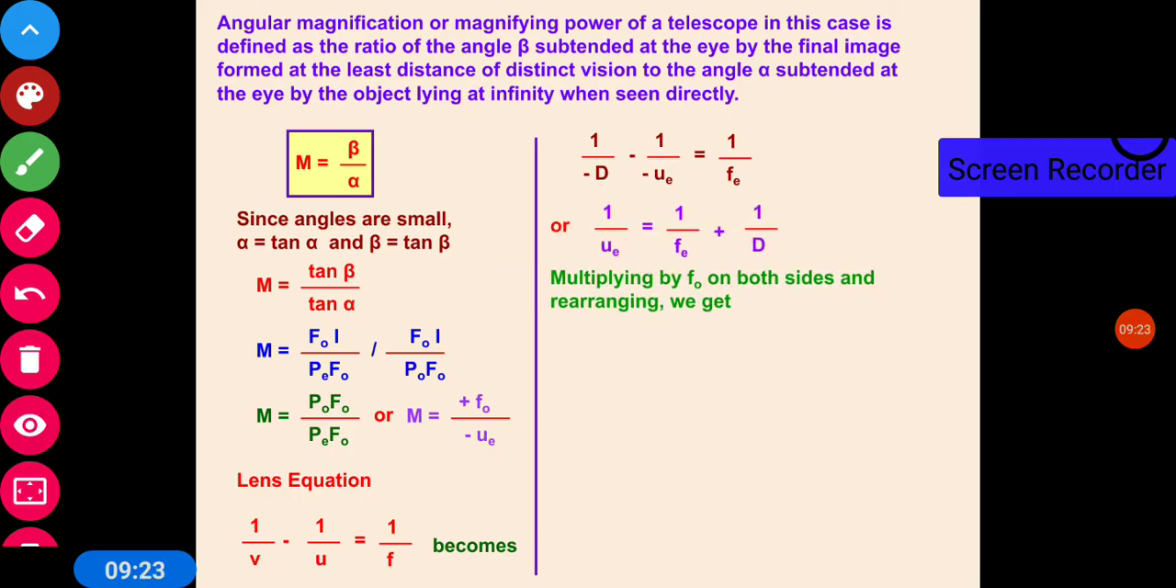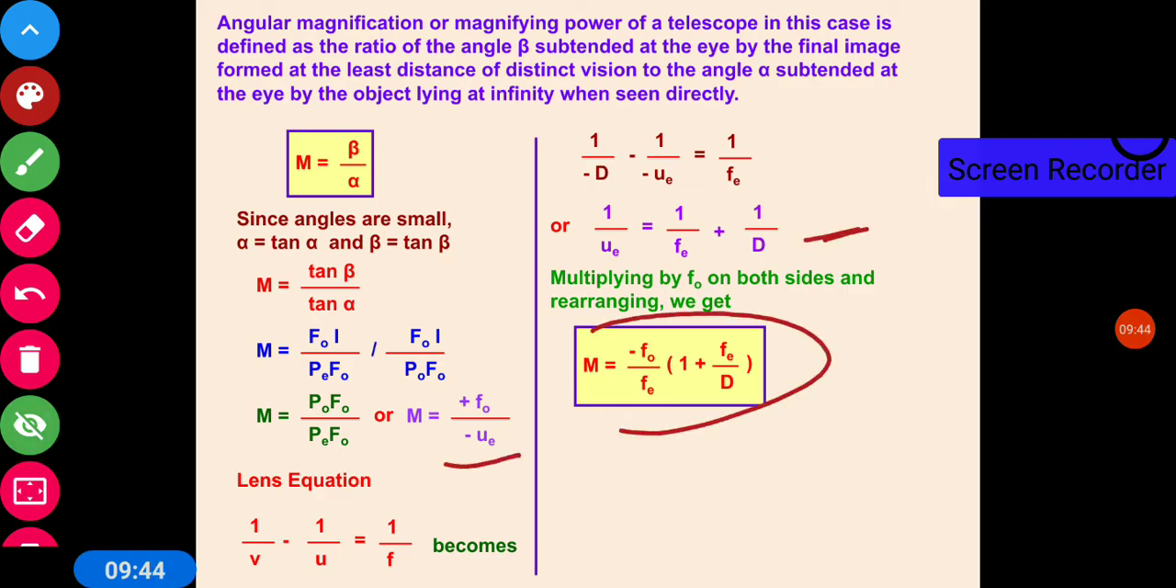So simplifying this, we will get 1 upon UE is equal to 1 upon FE plus 1 upon D. Putting this value in the above equation, we get m is equal to minus FO upon FE into 1 plus FE upon D. So using this equation and this equation, we get the final result, m is equal to minus FO upon FE into 1 plus FE upon D. From this relation, it is also clear that FO should be greater than FE for a larger value of m.